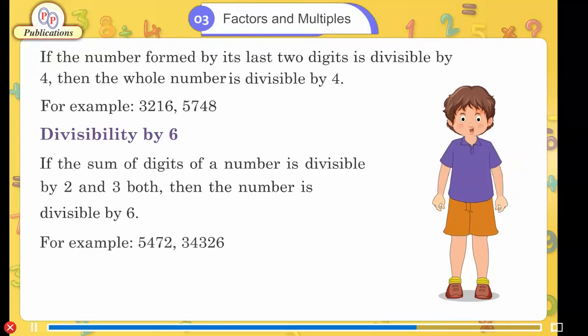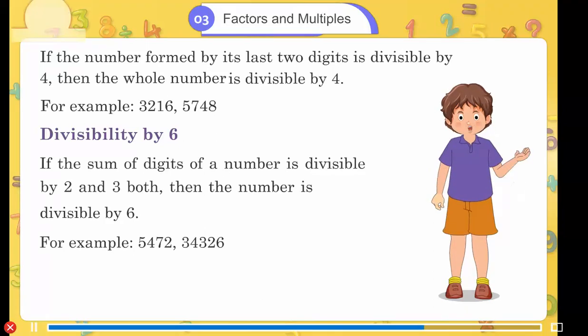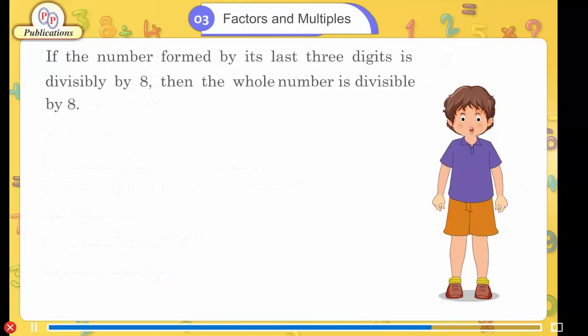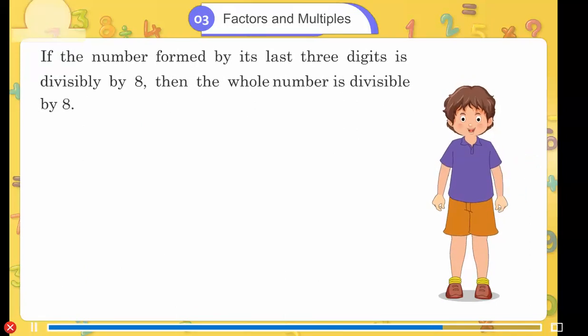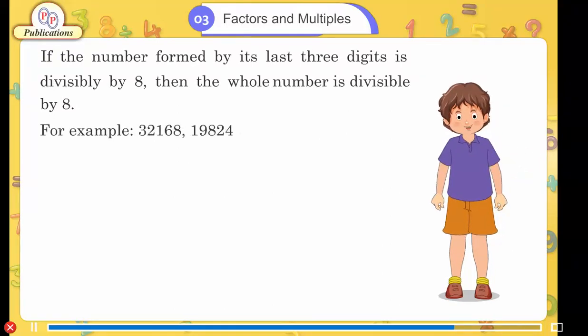For example, 5472, 34,326. Divisibility by 8: If the number formed by its last 3 digits is divisible by 8, then the whole number is divisible by 8. For example, 32,168, 19,824.